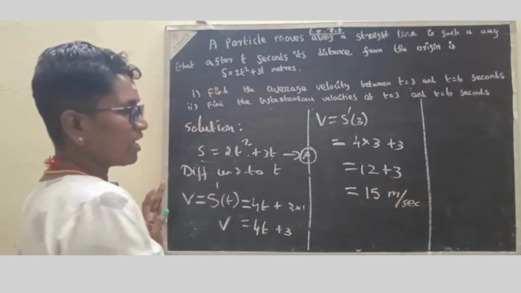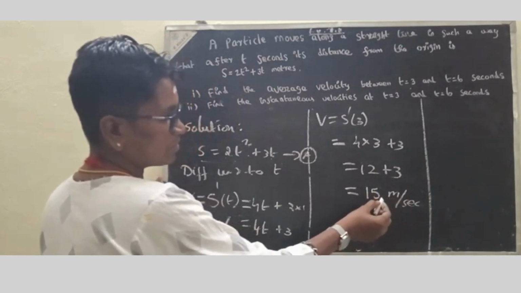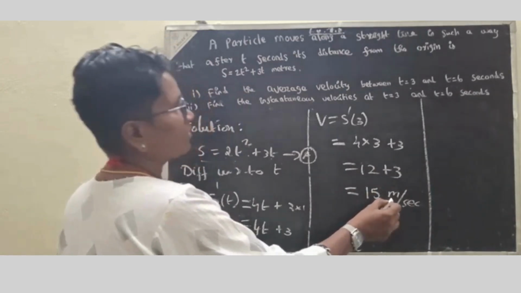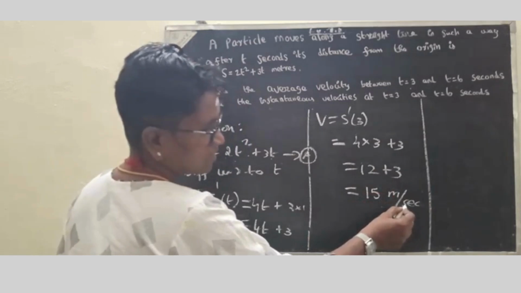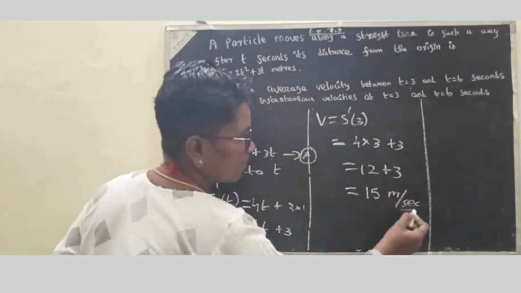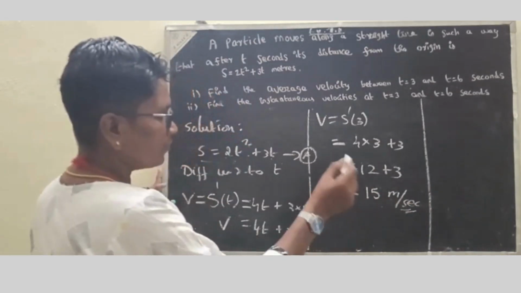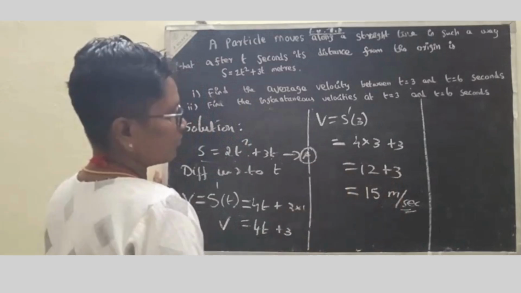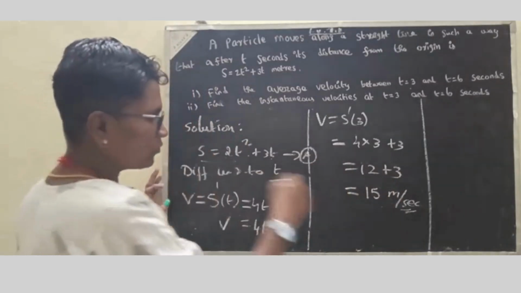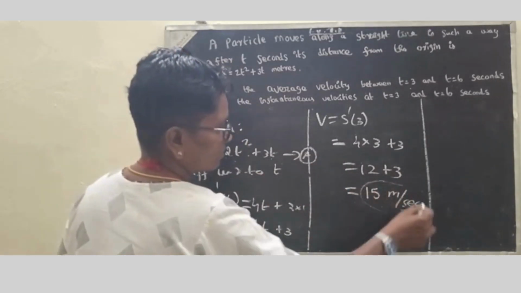We are supposed to write the units, because the displacement of the particle is given in meters, and seconds is the timing. Therefore, we have to mention the units, otherwise they won't give marks. So you have to mention the units in the velocities.